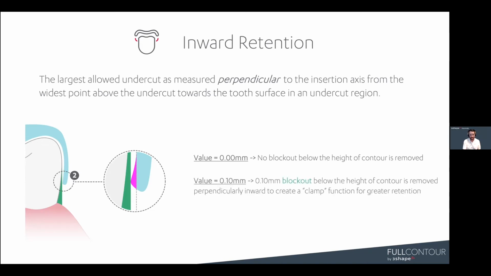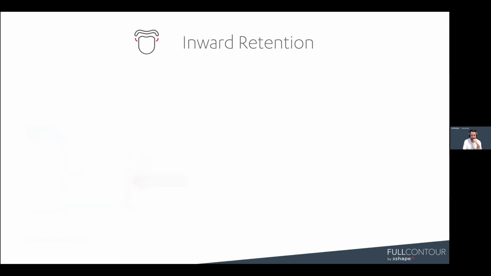In that area, if you want it to be more retentive, you would add some material to be removed. So in this case, if I said 0.1 millimeter, I'm going to take the block out below the height of contour and remove it perpendicularly inward to achieve that retention. We call it clamping underneath the height of contour.